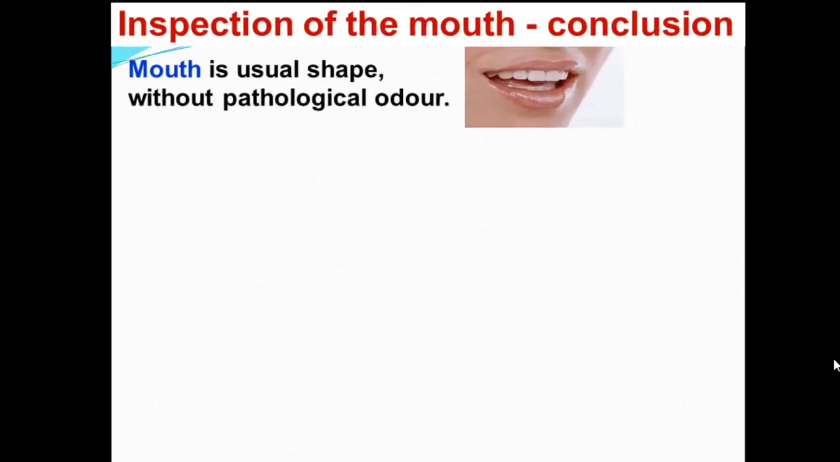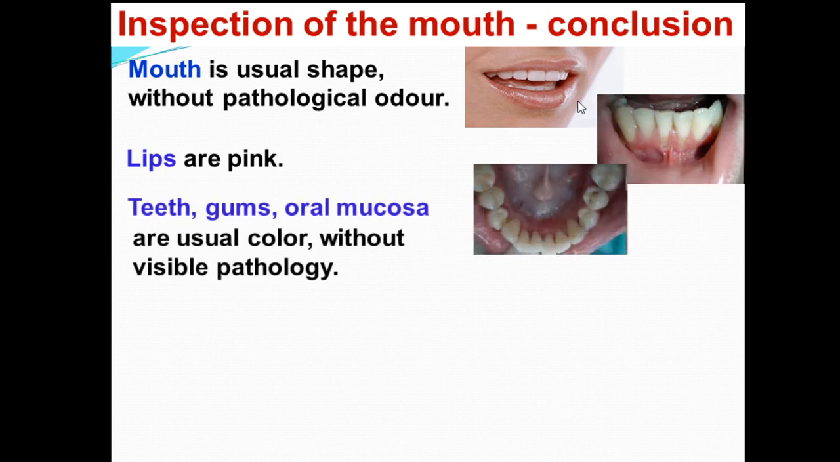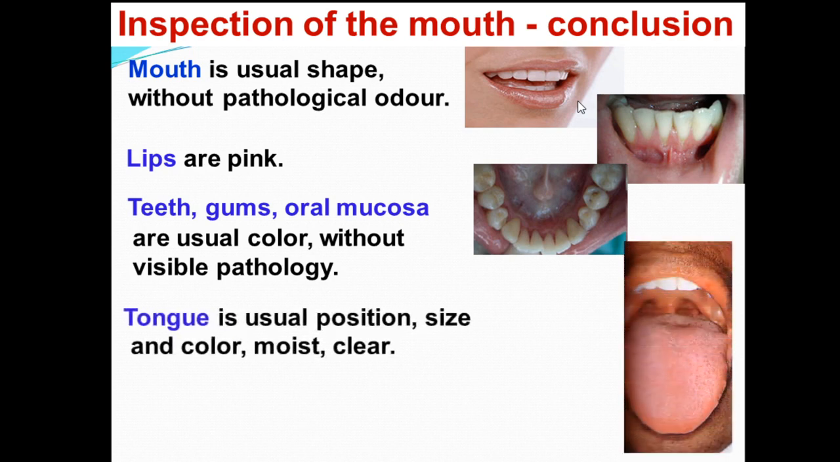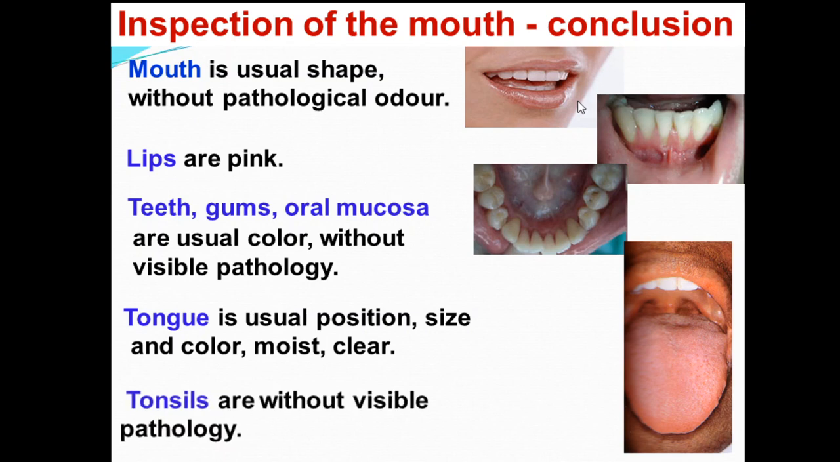I won't formulate the correct conclusion on mouth inspection for you, because I said this question will be given on the exam and you have some problem with formulating the correct answer. Mouth is of usual shape without pathological changes. Lips are pink. Teeth, gums, oral mucosa are of usual color without visible pathology. Tongue is of usual position, size and color, moist and clear. Tonsils without visible pathology. That's enough for a correct answer after inspection of the mouth.